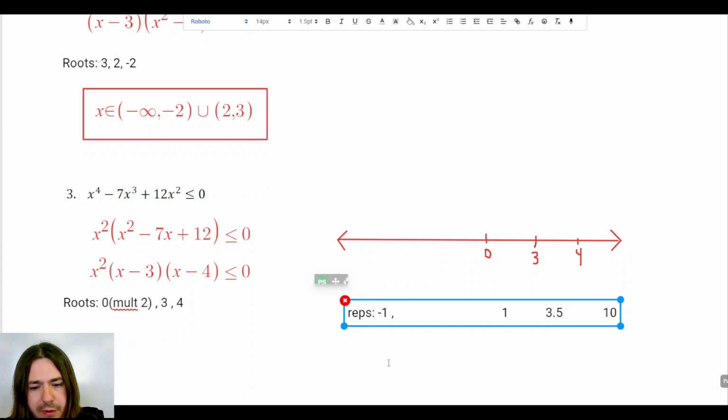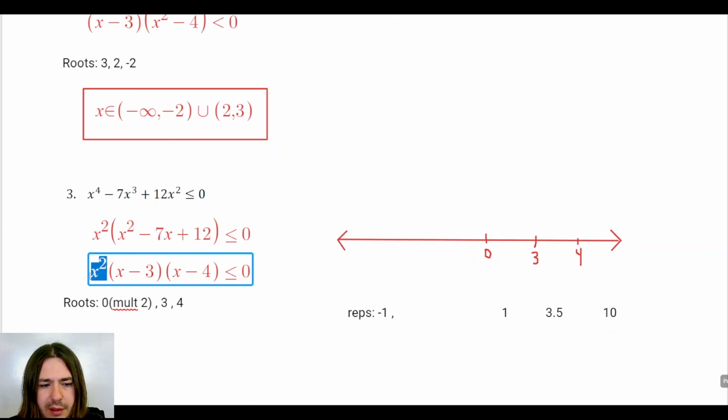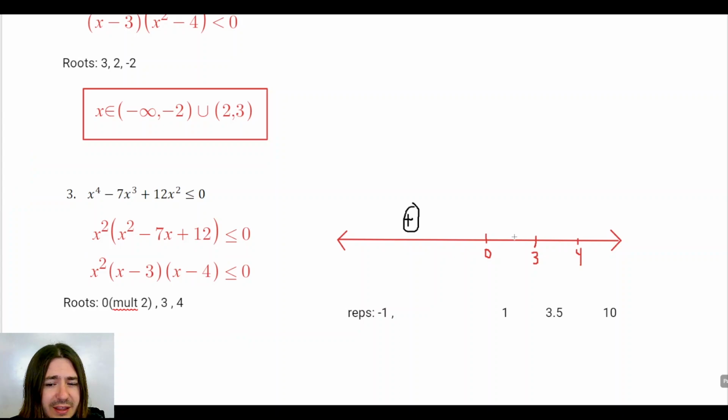So if I plug in negative 1, I get a positive times a negative times a negative. So positive times negative is going to be positive. And since I have that multiplicity of 2 on this root, I'm expecting this to be positive as well. So 1 times a negative is also positive. So that does happen. Basically what's happening on the graph here is it's coming down, it's hitting the x-axis, and it's popping back up.